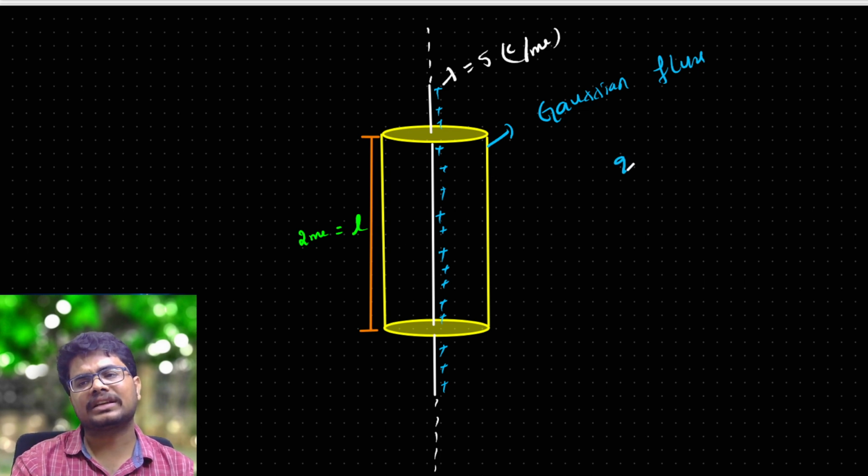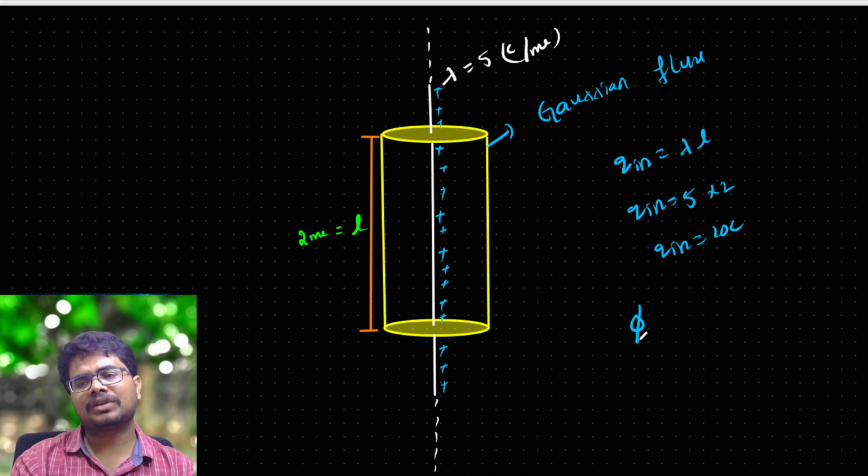How to calculate charge inside? Just now I told you, right? Q in equal to what I told you: that much length into linear charge density, lambda into L. So Q in equals lambda, the value they give in the question, 5. How much charge is enclosed? This much length of charge, how much is that? 2 meters. So what do you get? Q in equals 10 coulomb, I got it, sir.